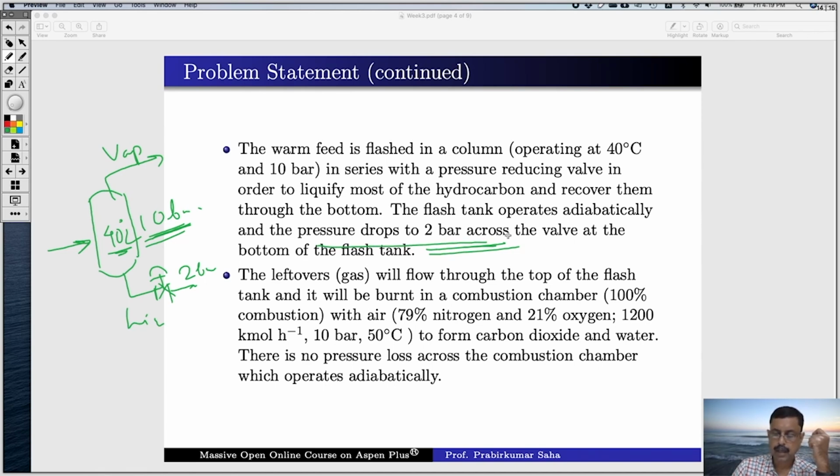Now one more piece of information is that the flash tank operates adiabatically. That means the heat loss or heat gain is equal to 0 across this column or flash tank.